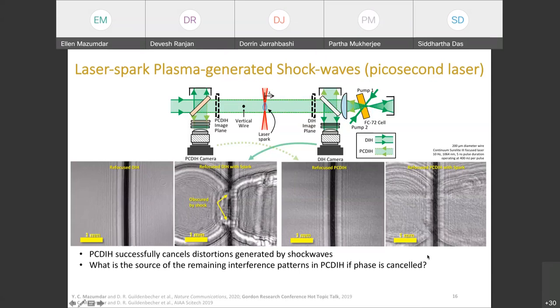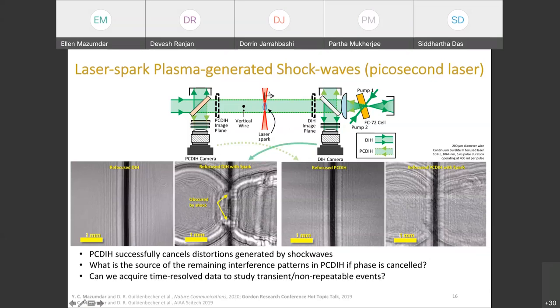And so after doing a lot of modeling and testing, we came to the conclusion that that's actually from the time of flight of light, the time it takes for light to go from the laser spark to the phase conjugate mirror and back. That's enough time for the shockwave to move a little bit. And that motion is the remaining distortion.